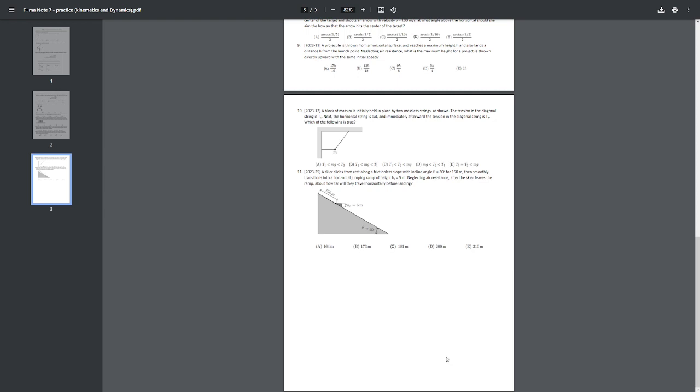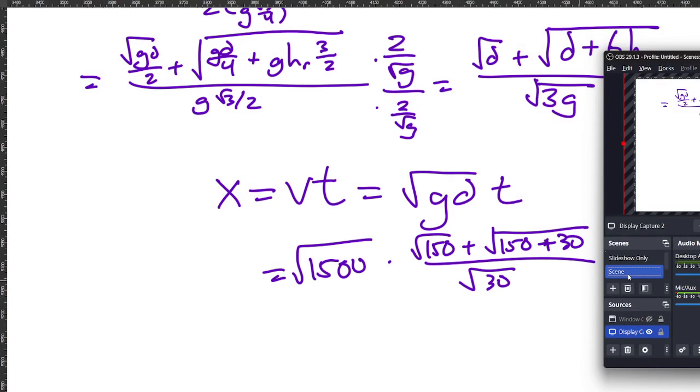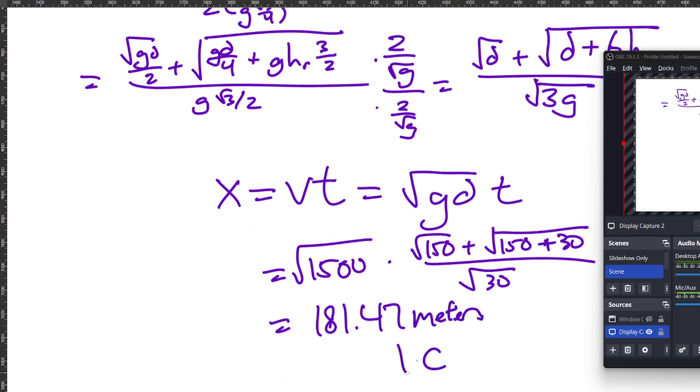Holy. Okay. Let's actually go back to the scene so I can feel accomplished. Which means this x is equal to 181.47 meters, which is answer choice C.